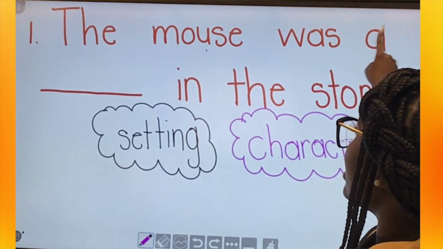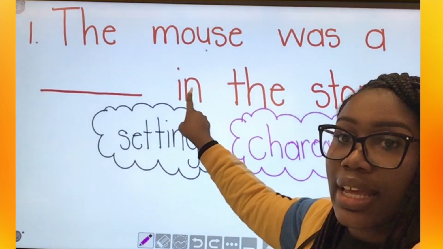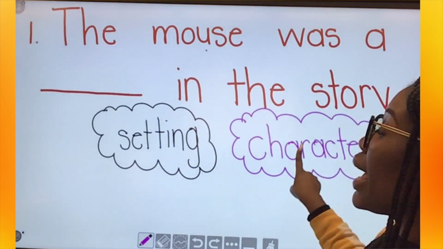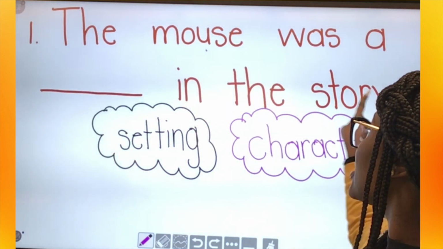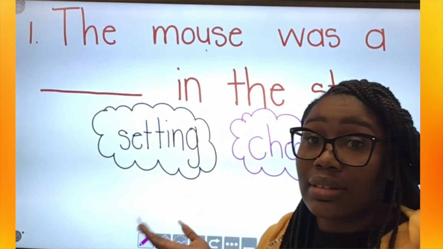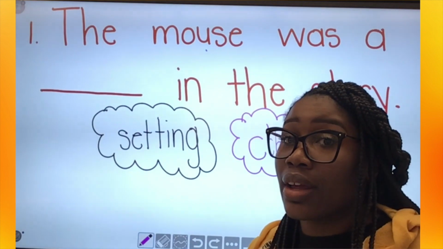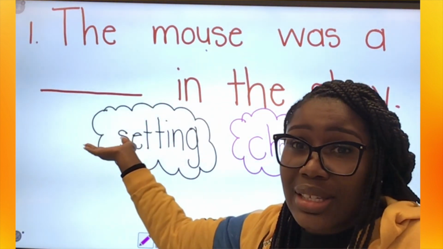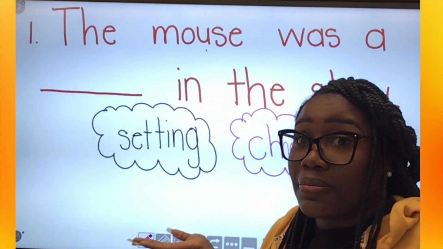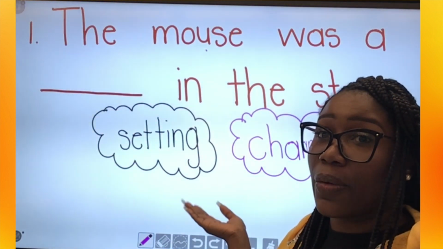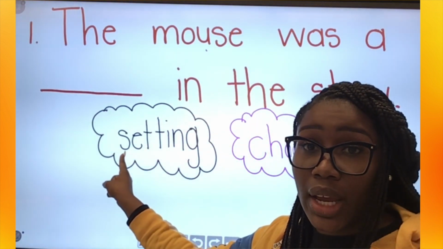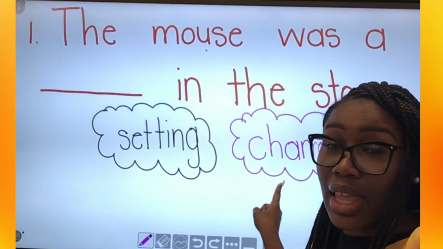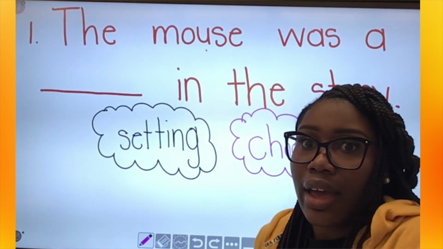The mouse was a character in the story. Well, I know that a character is a person in the story. So the mouse was a person in the story. Which one makes sense? Was the mouse a setting in the story, or was the mouse a character in the story? I'll give you 3 seconds. Go.